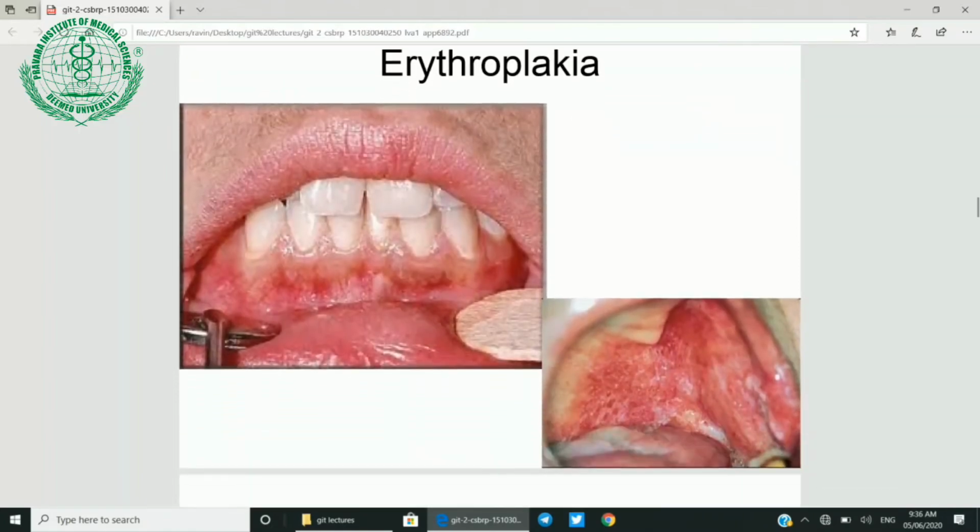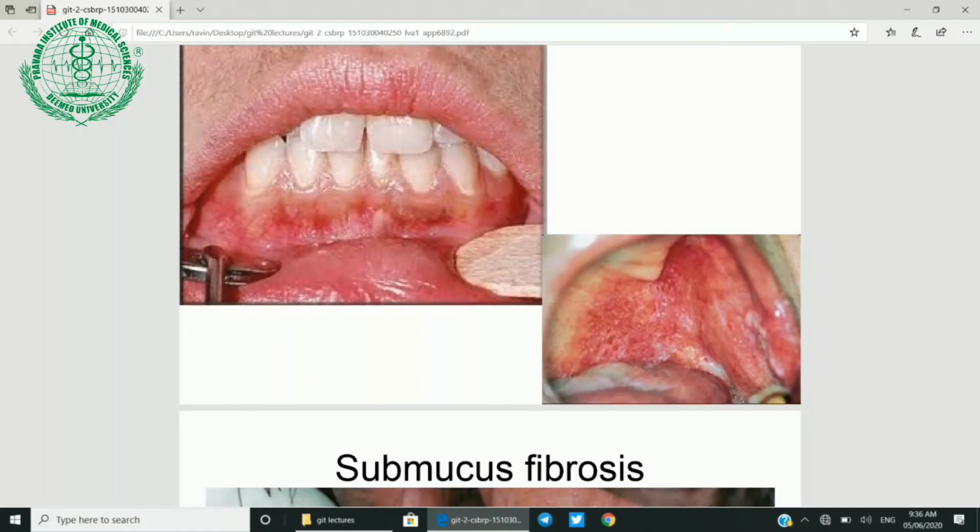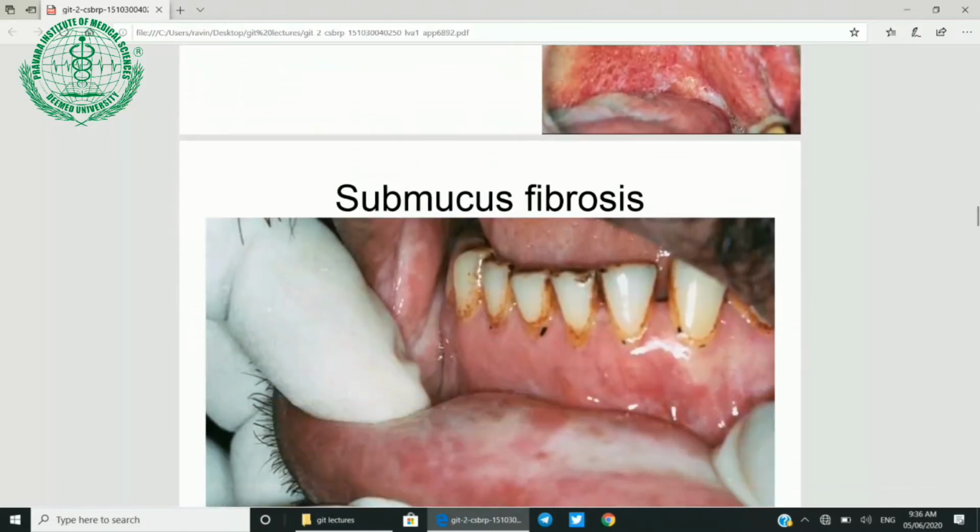Leuko is white in color, erythroplakia is red in color. Between the two, erythroplakia has a more malignant potential as compared to leukoplakia for conversion into malignancy.